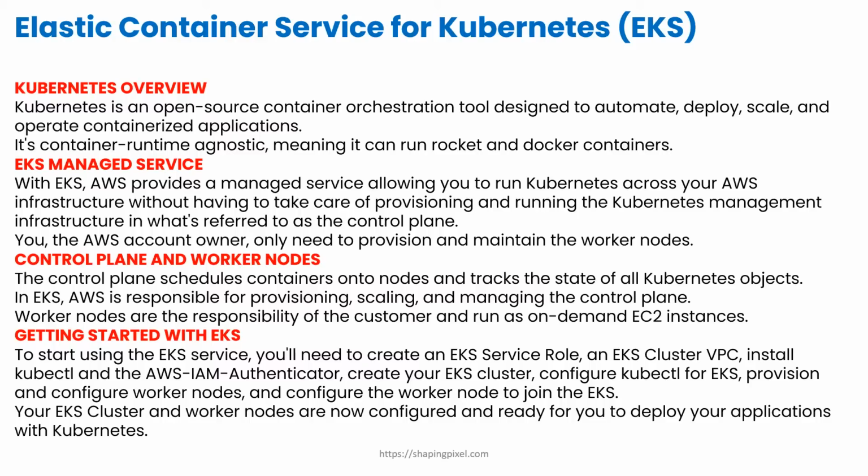To start using the EKS service, you will need to create an EKS service role, an EKS cluster VPC, install kubectl and the AWS IAM authenticator. Create your EKS cluster, configure kubectl for EKS, provision and configure worker nodes, and configure the worker nodes to join the EKS cluster. Your EKS cluster and worker nodes are now configured and ready for you to deploy your applications with Kubernetes.